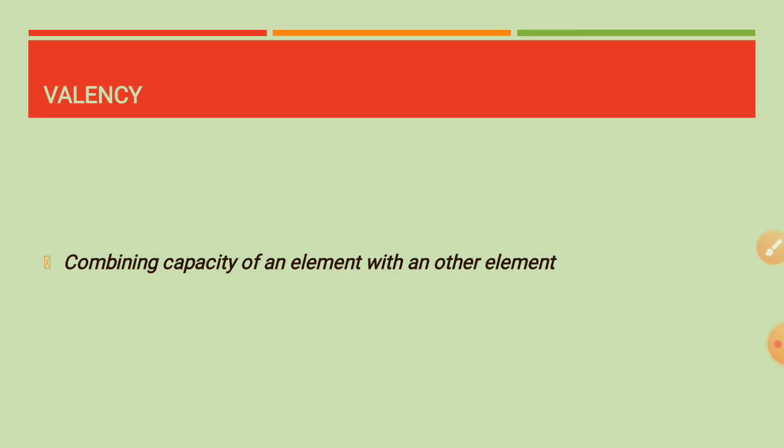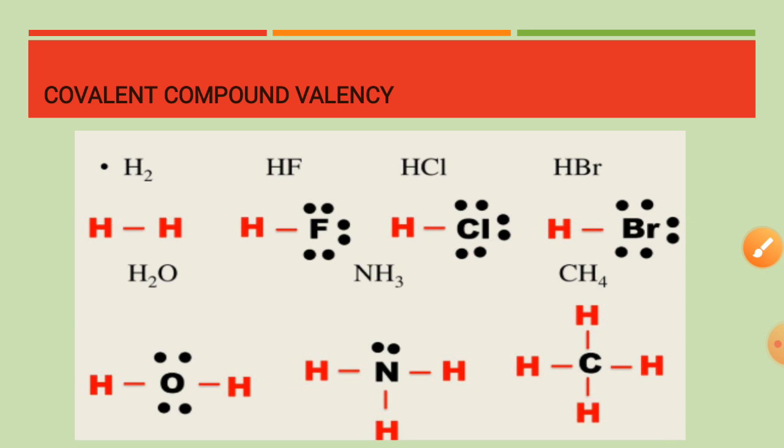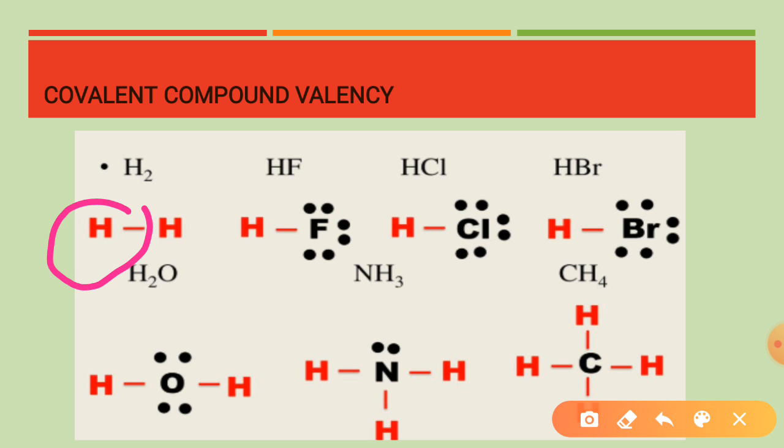Now let's start valency. Valency is the combining capacity of an element with another element. Let's first talk about covalent compound valency. First of all, we will talk about a simple element, which is hydrogen. The combining capacity of hydrogen is 1, as it is shown that each hydrogen is singly bonded with one hydrogen.